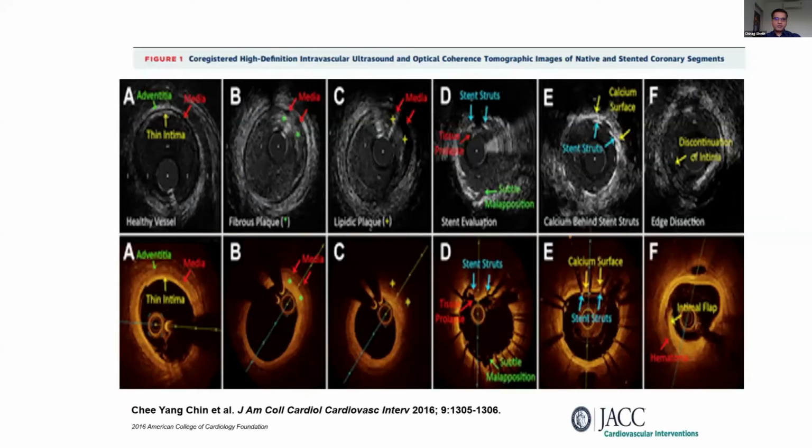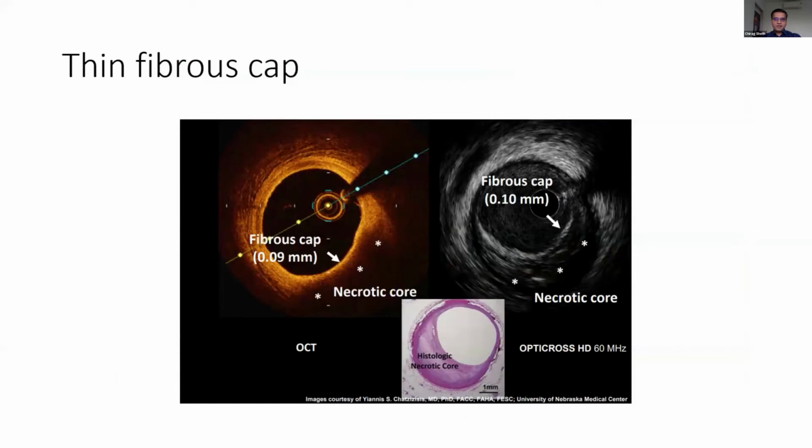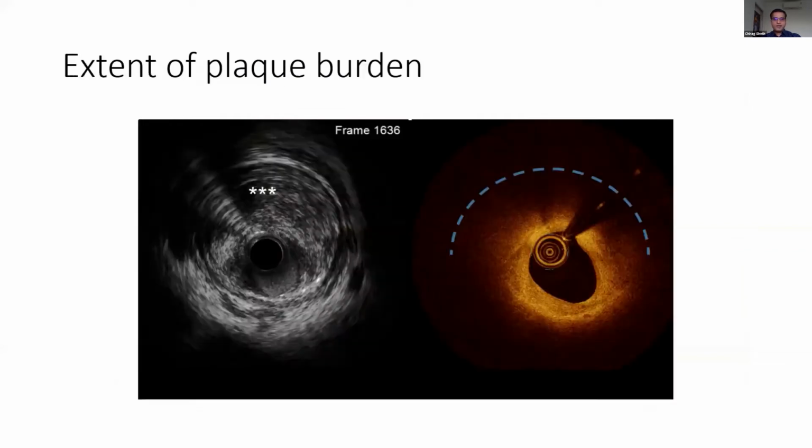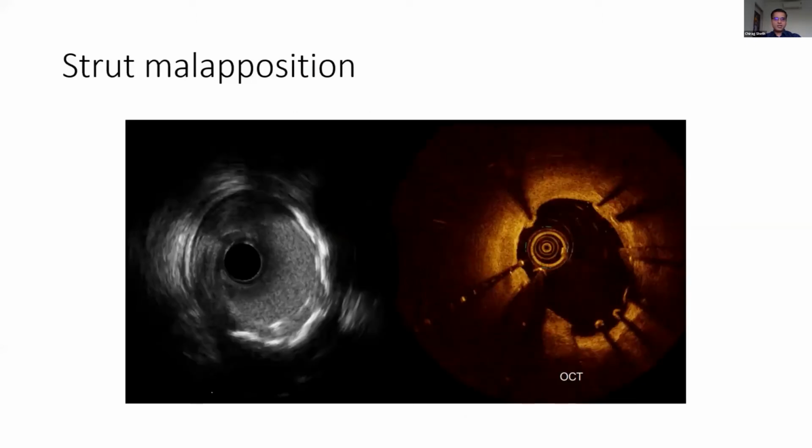There have been comparative studies published where co-registered HD-IVUS images and OCT images have been studied in native and stented coronary arteries and segments, and there has been a lot of concordance for both imaging modalities. Therefore, we can see here that for the thin cap fibroatheroma, image resolution is comparable in OCT versus IVUS, and in fact much better as far as the penetration of imaging is concerned with HD-IVUS. If you see the extent of plaque burden, again the images are comparable with a better penetration. Stent malposition, again, the images are comparable and both are fine.